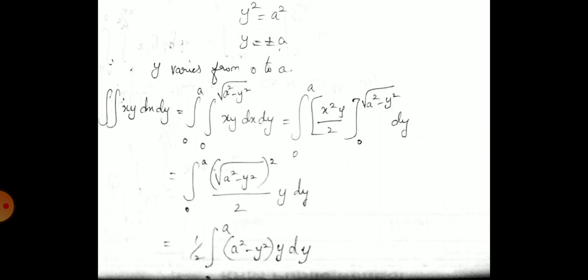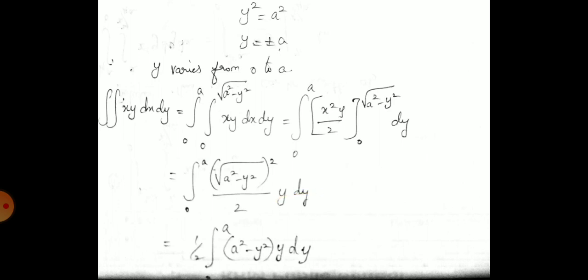Now we have the given double integral as xy into dx dy. For the double integral, the x value we have taken is 0 to root of a squared minus y squared, and the y value we have taken as 0 to a. So both vary like this. Now, as in the usual double integral procedure, first we integrate x, so x squared by 2 into y, then dy outside, then apply the limit 0 to root of a squared minus y squared.